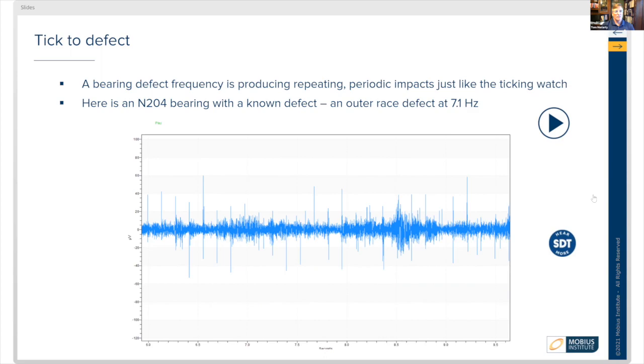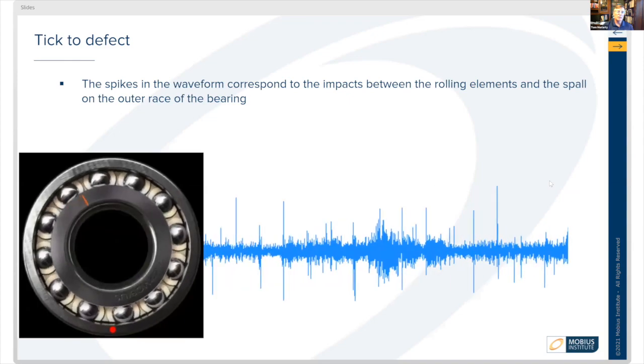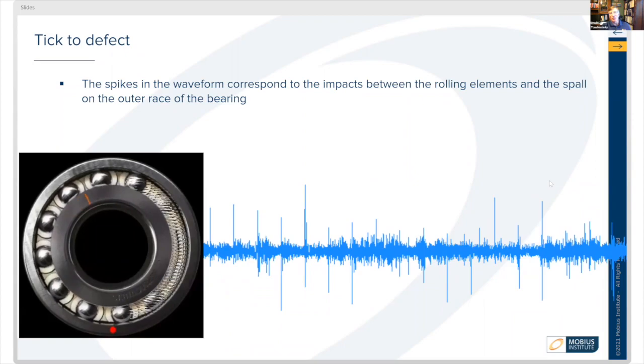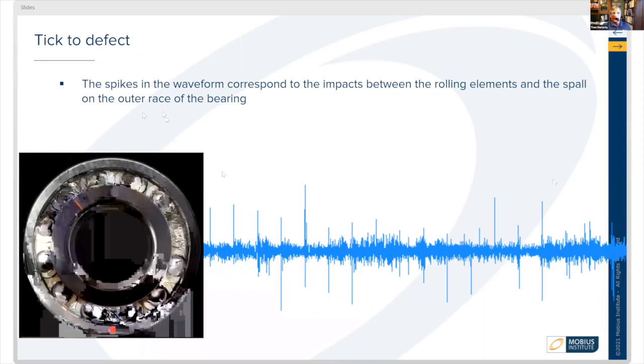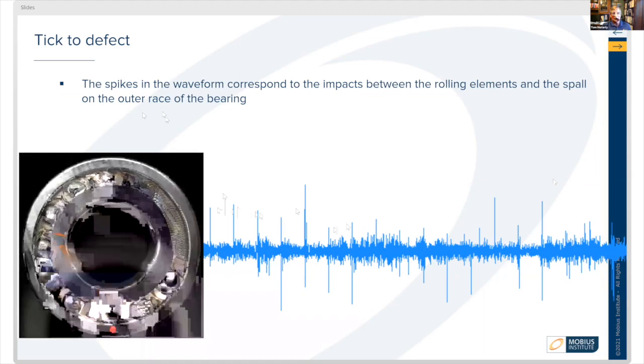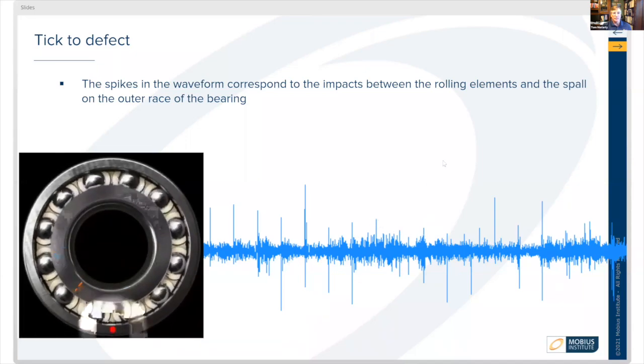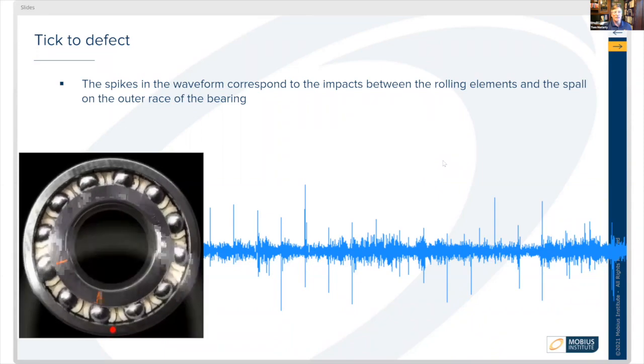So tick to defect. If a bearing defect frequency is producing a repeating or periodic impact, just like a ticking watch, assuming that the shaft speed remains constant, it would be something like this. Hopefully you can hear the tick, tick, tick. That's an example of a defect in an N204 bearing with a known defect. The outer race defect is at 7.1 hertz, and that's the ball pass frequency, right? The spikes in the waveform correspond to the impacts between the roller elements or the ball pass and the spall or the defect that's in the outer race of the bearing. If you were to measure between these peaks, you would see that they were very periodic, again assuming that the shaft speed remains constant.